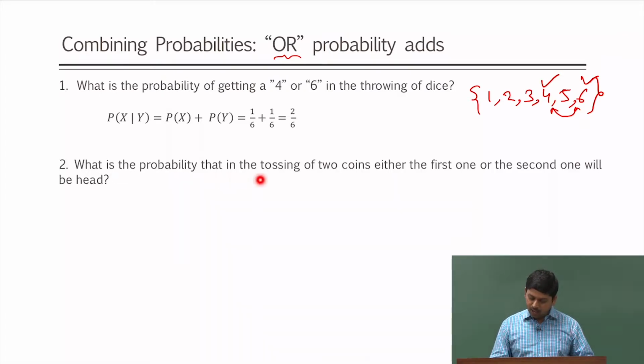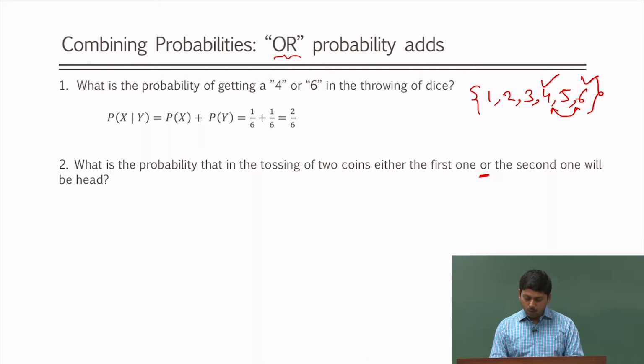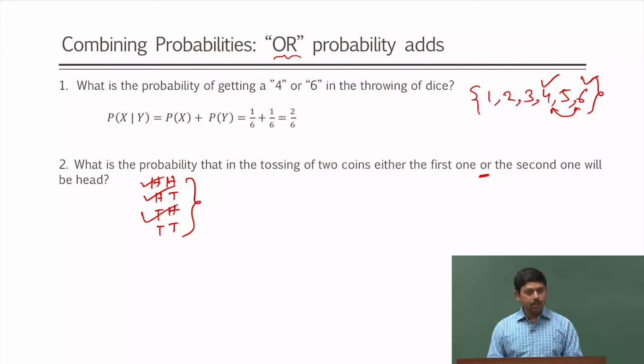So, what is the probability of tossing 2 coins, that in the tossing of 2 coins either the first one or the second one will be head? See, here also there is an OR, either the first one. So, we know in tossing of 2 coins, what are the possibilities: HH, HT, TH and TT, these are all 4 possibilities in total. So, I am saying what is the probability that in tossing 2 coins, the first one or the second one is head. So, first one comes head 2 times, second one comes head 1 time. So, there are 3 out of 4 possibilities.